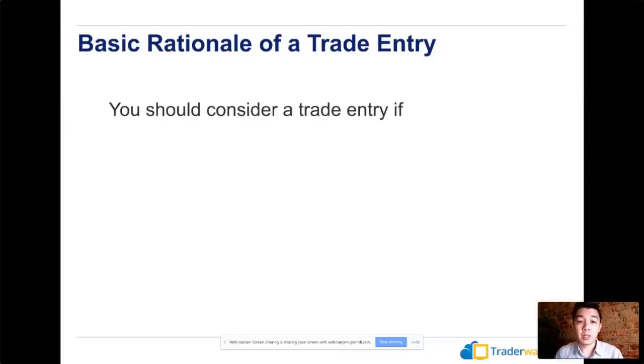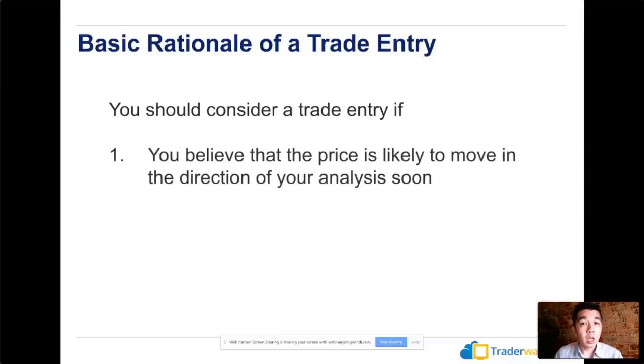In my personal opinion, you should consider a trade entry if, firstly, you believe, it could be any kind of analysis that you are doing. It might not be price action, it might not be technical analysis, but whenever you decide to consider having a trade entry, you must first believe that the price is likely to move in the direction of your analysis soon. It shouldn't be much later, it should be soon. All right. So if that's the case, that is the first criteria to meet if you want to consider a trade entry.